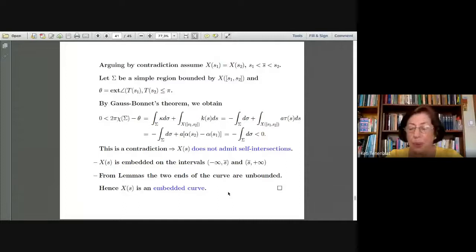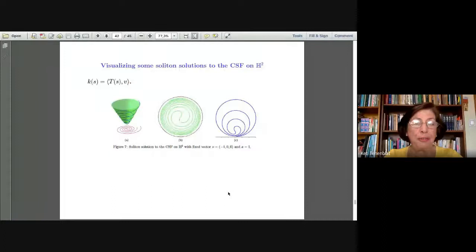So now I'll give you some figures that show some of the soliton solutions according to the type of the vector that you start with. Here we are considering a vector which is time-like, and the constant A equal to 1. This is the hyperbolic plane in the hyperboloid model inside the Minkowski three-space. So this is the curve. And here you have the same curve on the Poincaré ball representation of H2. And this is the curve in the half plane representation of H2. So this is what happens when the vector is time-like.